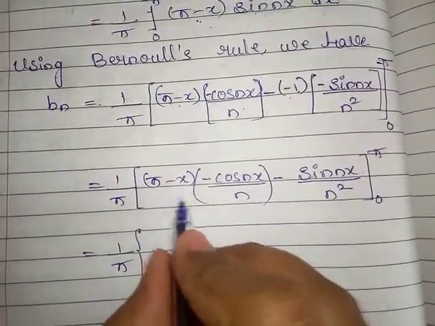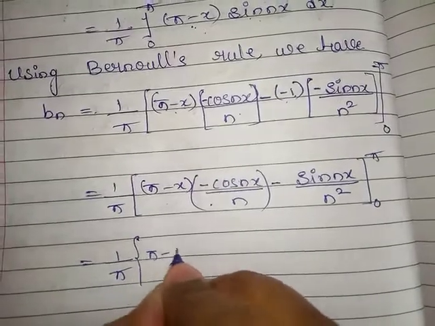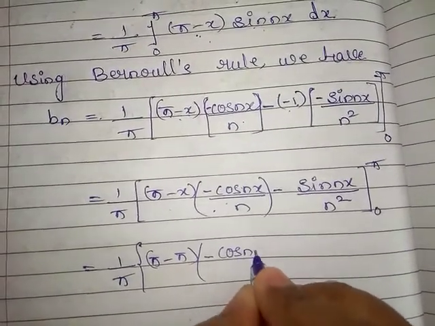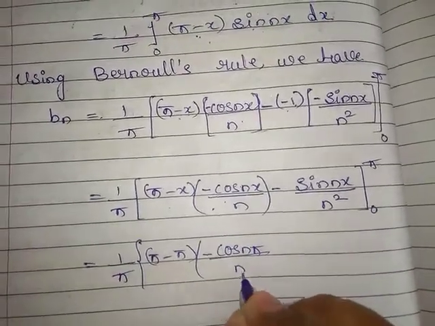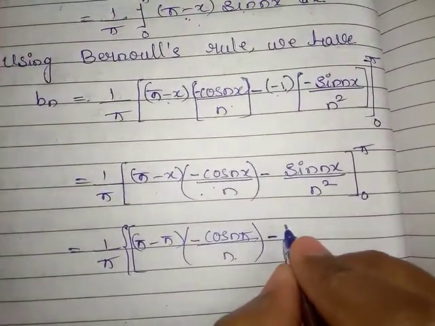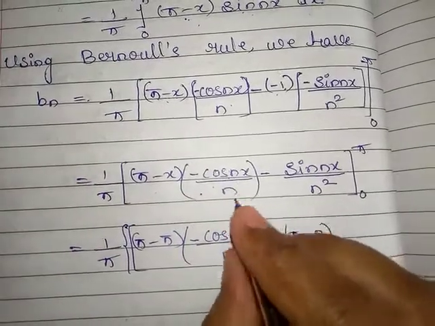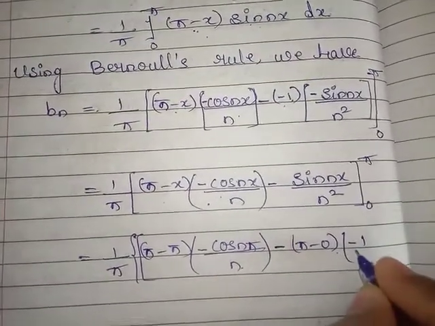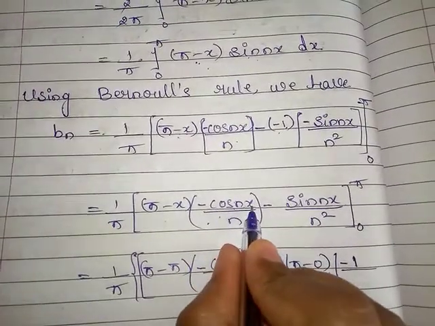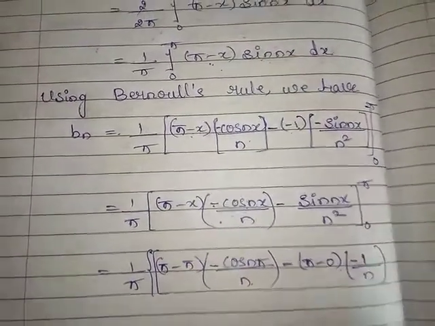For that, first apply the upper limit and lower limit for this function. First term: first one is pi minus pi. Apply here, it is minus cos n pi divided by n. Upper limit is over. Next, minus the lower limit: pi minus 0, cos 0 is 1. Here it is minus 1, sorry, because cos n into 0 is cos 0, which is 1. Here we have the negative sign, therefore it is minus 1 divided by n. Upper limit is also over.